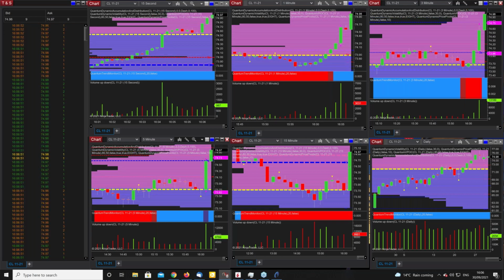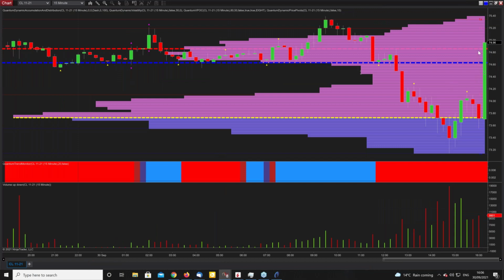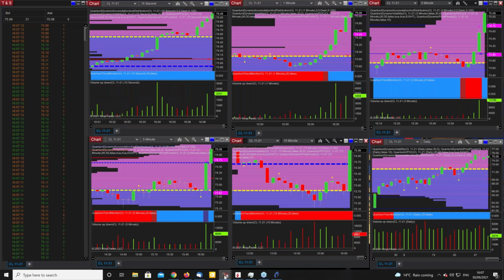Let's go back up to 15. There we go. It's got through there. It looks as though it's going to blast through there. And if it holds above there, then we've got low volume nodes all the way through here. It should move up to 75.40 without too much effort. It's not going to take so much effort to get through there as it has to get through the rest of it. Nice move there.